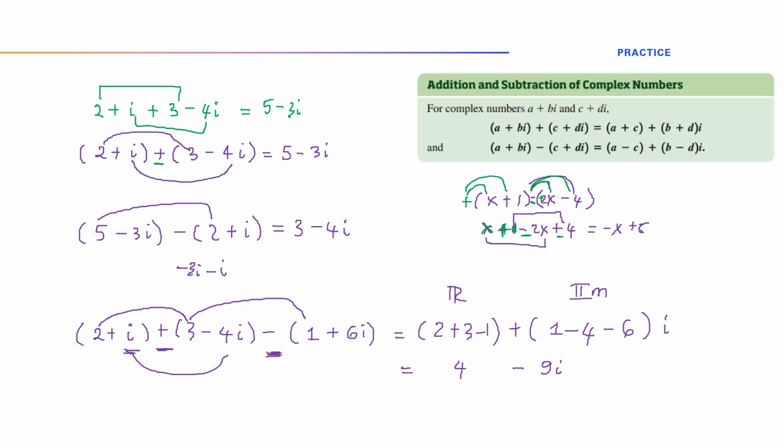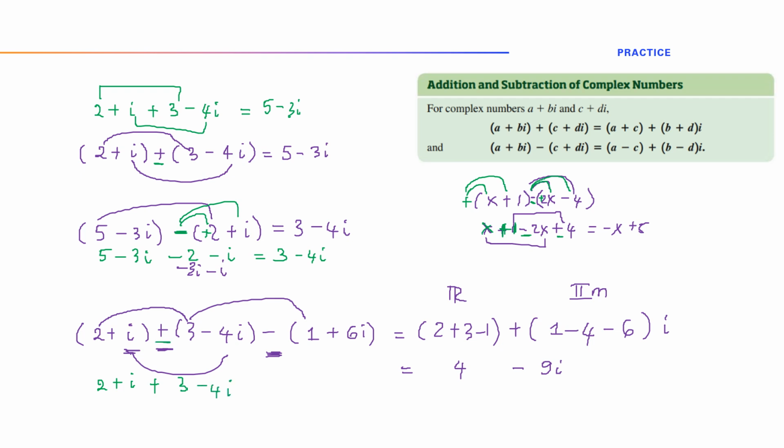That one still looks better to me, I mean. And then we can also do this one. Let's do 5 minus 3i. Then we have the negative, remember? So minus 2, because this one is plus 2. When we distribute, make sure we distribute to all terms, so that negative i right here. So we have 5 minus 2 is 3, and then negative 3i minus i is negative 4i. See? Similar to this one, let's do 2 plus i plus 3 minus 4i.